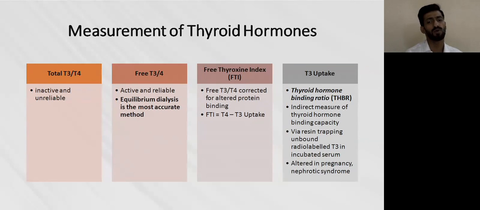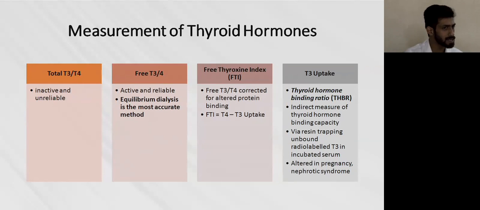Now there are two other entities which are brought into place just because of states that have altered binding protein levels. So that is called a free thyroxine index. That is your free T3, T4 levels corrected to the altered protein binding, which is calculated by a different parameter called T3 uptake. So T3 uptake is otherwise called the thyroid hormone binding ratio. It is usually done by a resin trapping of the unbound radiolabeled T3. And common conditions where you see this are pregnancy, nephrotic syndrome.